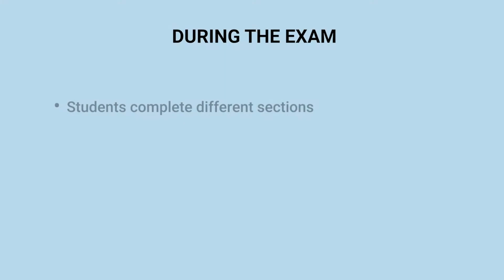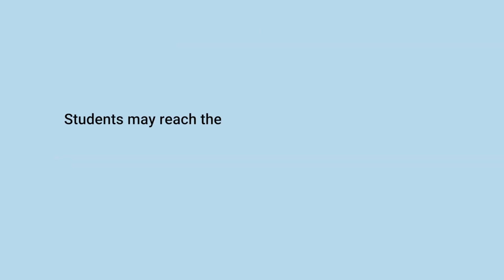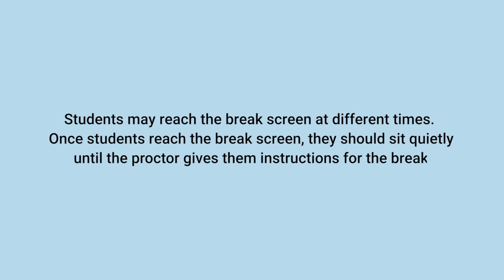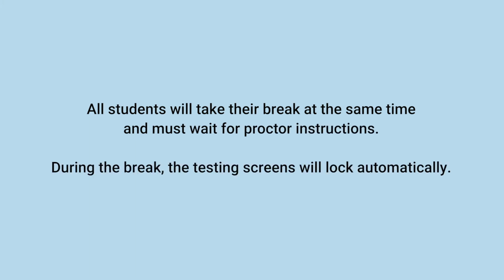During the exam, students will complete different sections and will have a break during the exam. After students complete the multiple choice section of the exam, there's a scheduled 10-minute break. Students may reach the break screen at different times. Once students reach the break screen, they should sit quietly until the proctor gives them instructions for the break. All students will take their break at the same time and must wait for proctor instructions. During the break, the testing screens will lock automatically.